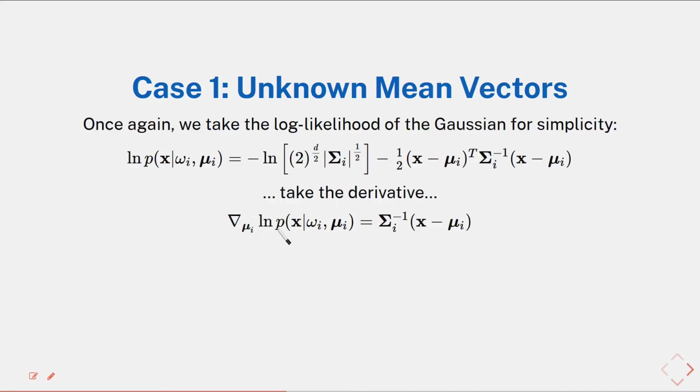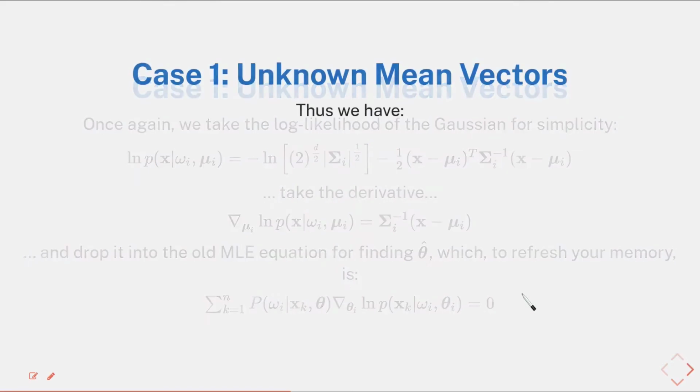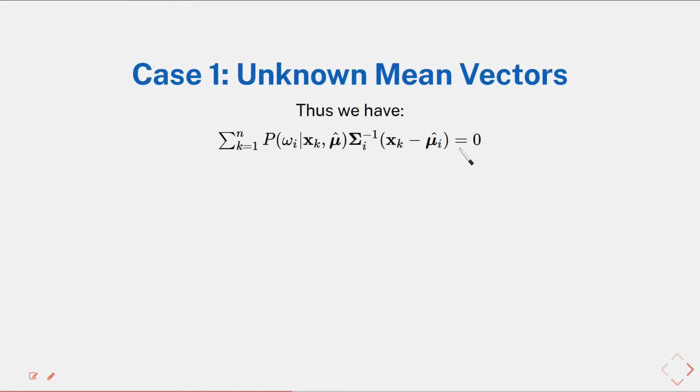So for the derivative of this probability with respect to mu, we could basically get rid of this because mu is not in there. And we end up with, this is essentially this squared times this. When we take the derivative, the squared comes down, gets rid of this fraction, and so now we just end up with this times x minus mu. So we have this right here. And we drop it into the old MLE equation for finding theta, which is essentially this. So we set this equal to 0, and we solve for mu.